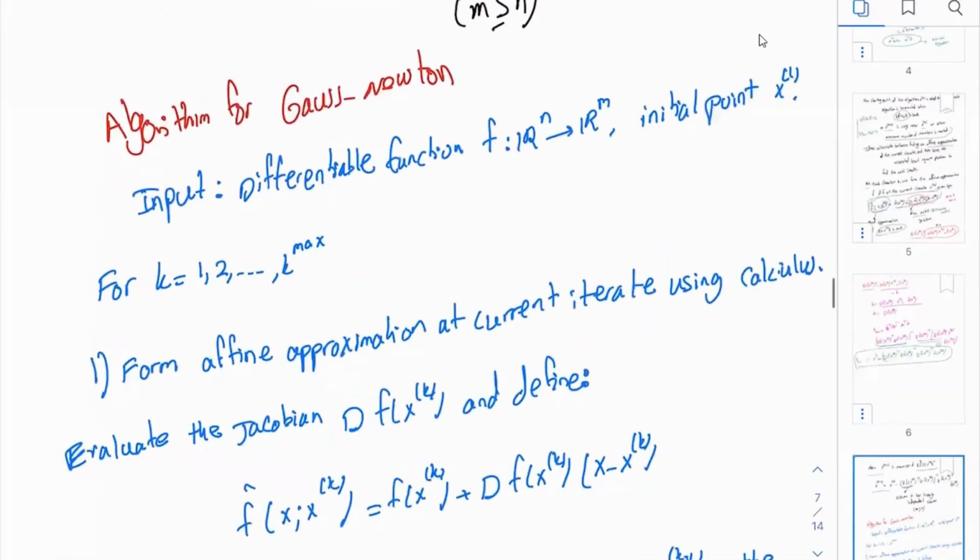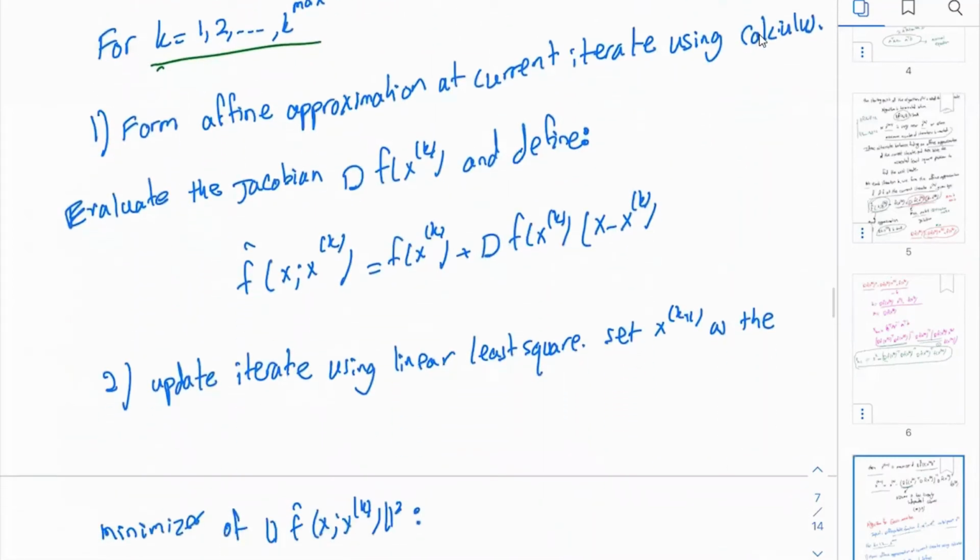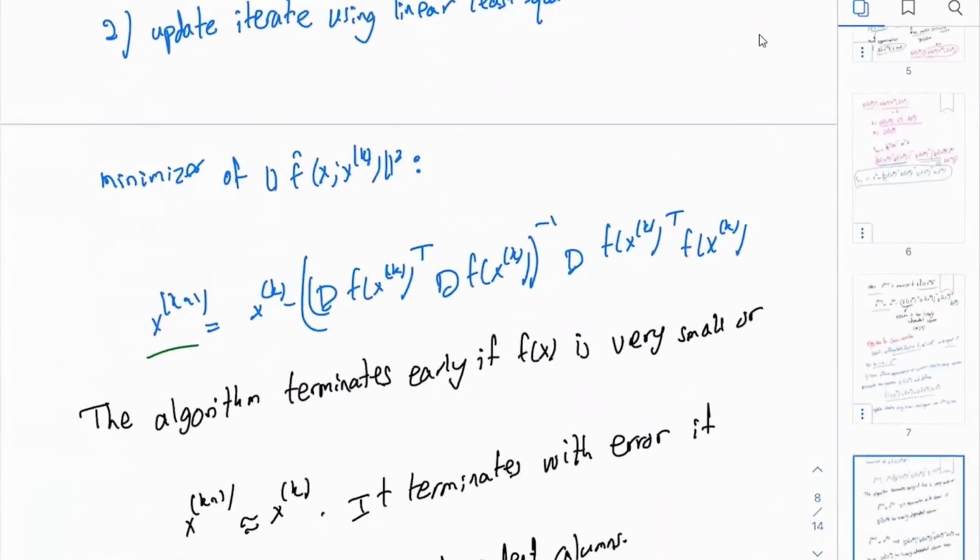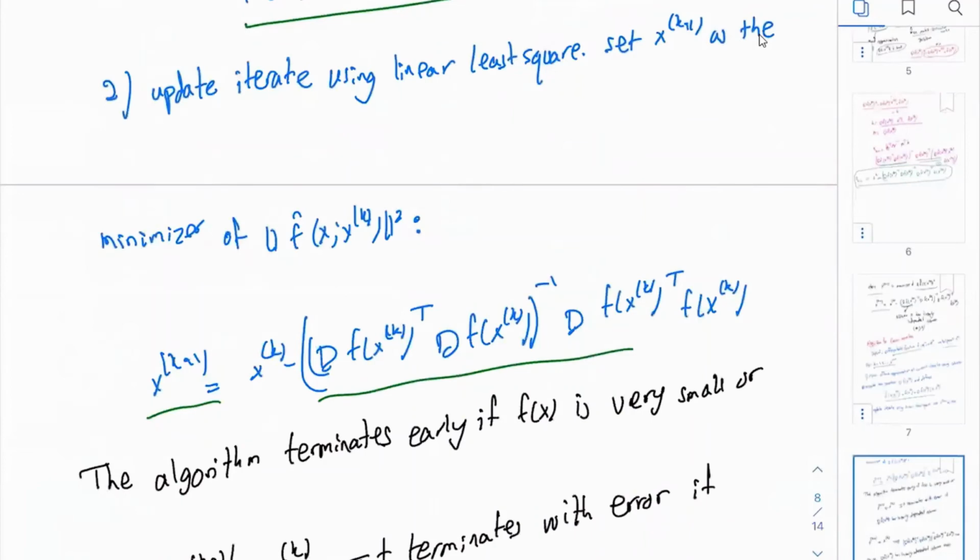So what is the algorithm in a nutshell? The algorithm is that you receive a differentiable function f and an initial point x1, your current estimate. It can be anything. And you run this procedure up to k max, which is a maximum number of iterations, like 100, 1,000, right? So form the affine approximation of the function using the current estimate that you have. So for example, using x1 first, then find the new update using the least squares, and this is the equation of the update.